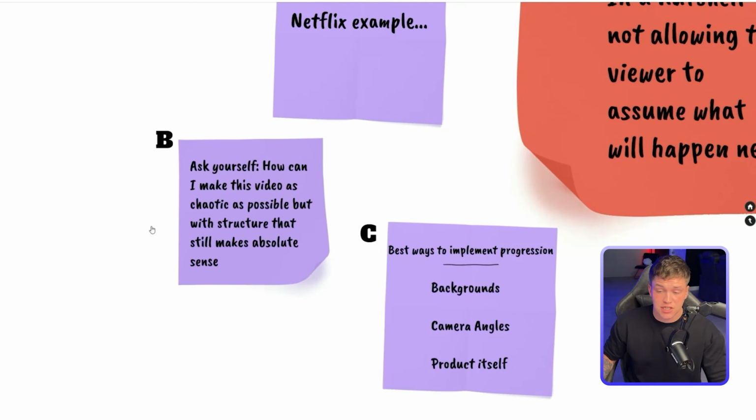So when I'm talking about progression, I'm not just meaning, go take a kitchen product, film it in the living room, then the kitchen, and then outside in front of a lake. It still has to make absolute sense for the video concept itself and for the product. But you want to ask yourself, how many different things can you change while it still makes sense?